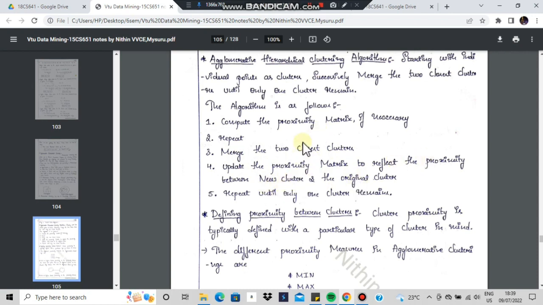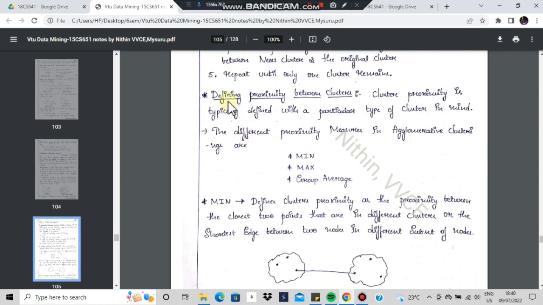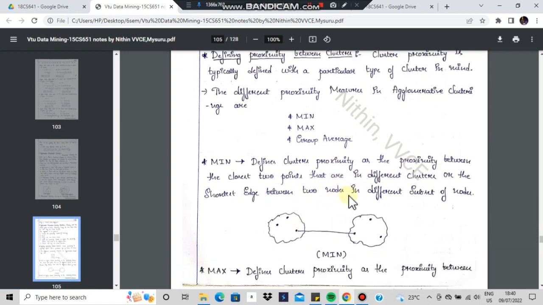What we are basically doing is computing the proximity matrix first. We have the formulas for it. Then we merge the two closest clusters, update the proximity matrix again, and repeat. There are three ways of defining the proximity between clusters: min, max, and group average. Min defines cluster proximity as the proximity between the closest two points that are in different clusters, the shortest edge between the two nodes.